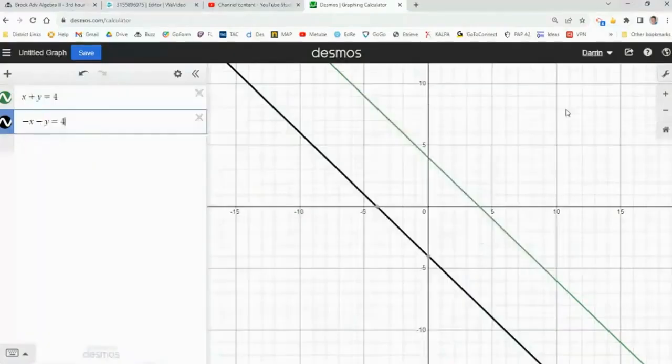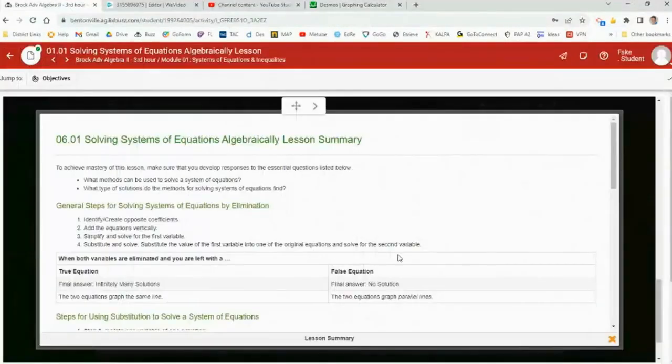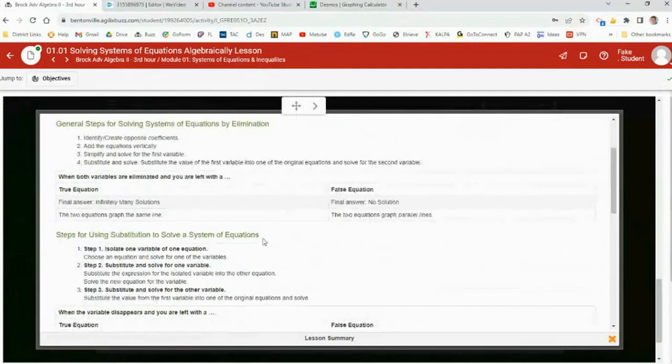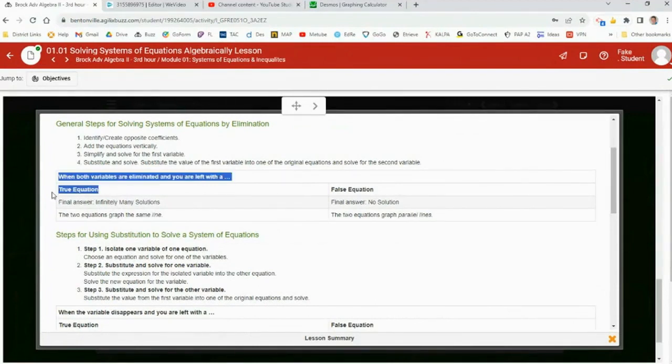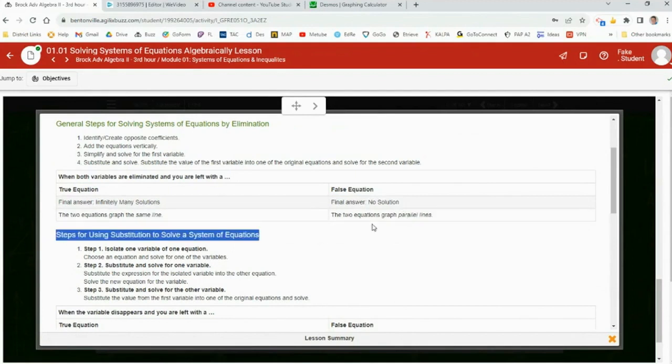And again, you can see all that by graphing it. So that is that special thing. When both variables are eliminated, right here, in our lesson summary, if you're left with a true equation, like 0 equals 0, that means there are infinitely many solutions. And it's the same line. If you get a false solution, 0 equals 8, that means there's no solution and they're parallel lines.